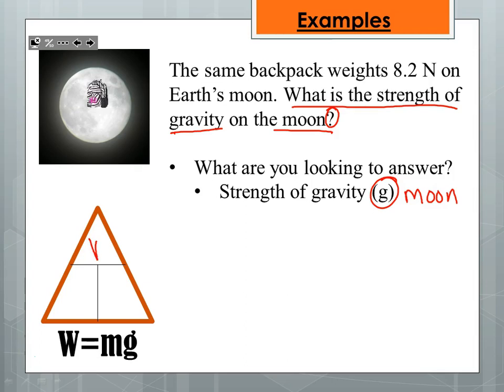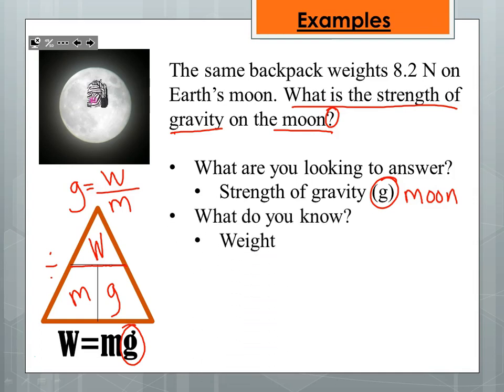I remind myself that it's W in the top, M and G on the bottom. But I want to answer what is G. So to find G, I put my hand over G and block it out. Then G equals weight divided by mass, because this horizontal line is division. If I'm looking for G, I have to find out what the weight is and what the mass is. So what do I know?